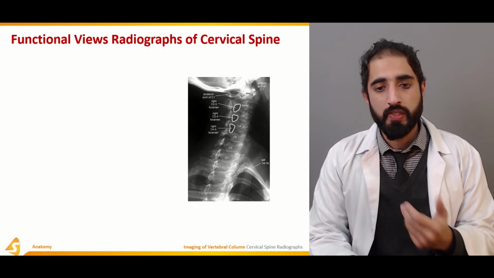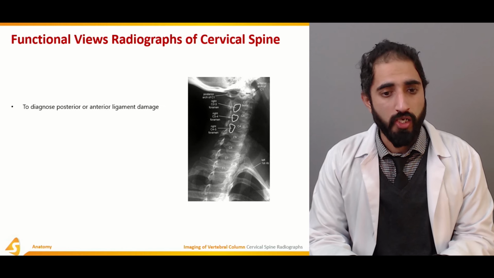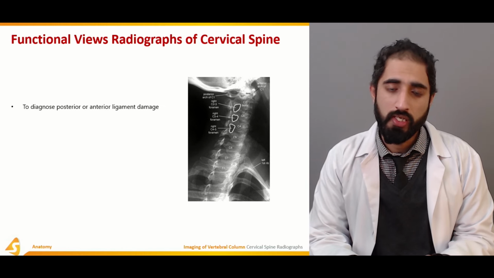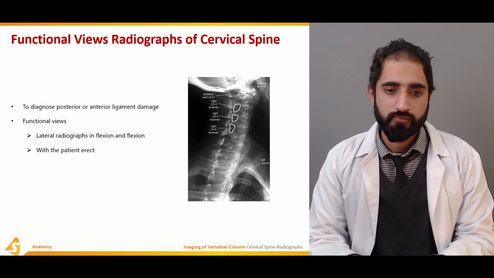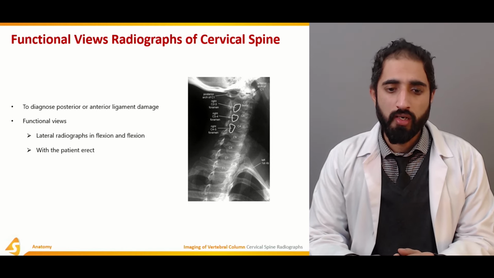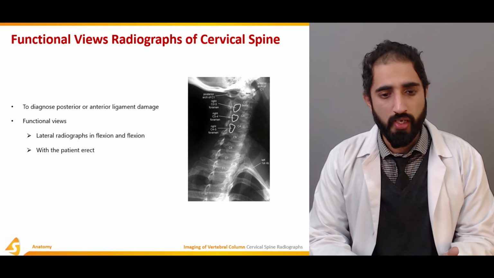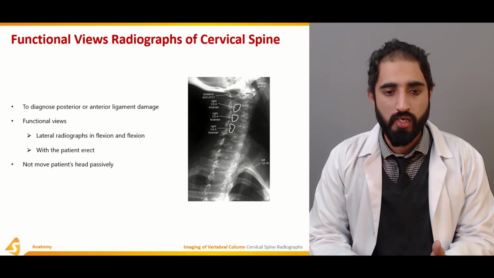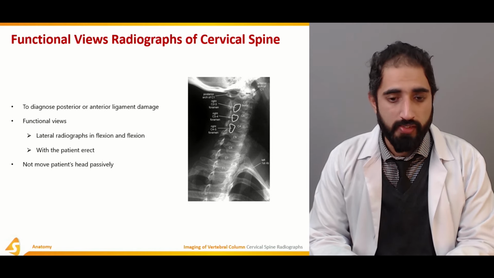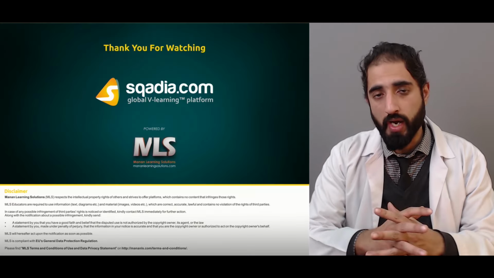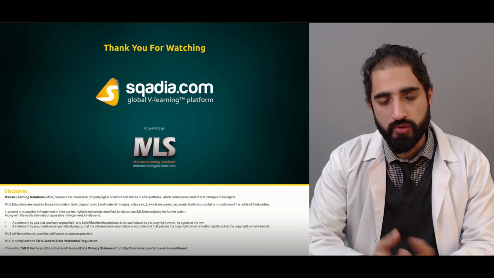And other than that, we also have functional view radiographs of the cervical spine, and they're used to diagnose posterior or anterior ligament damage. And the functional views are the lateral radiographs in flexion and extension with the patient erect. And in this, we do not move the patient's head passively, and actually it is moved by the doctor or the person who is doing the radiograph.